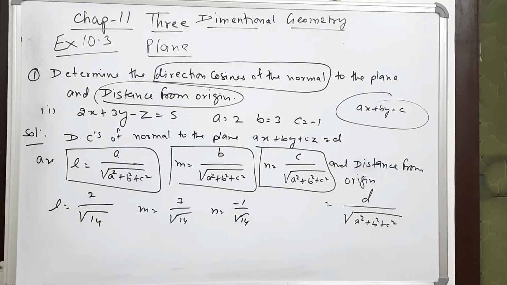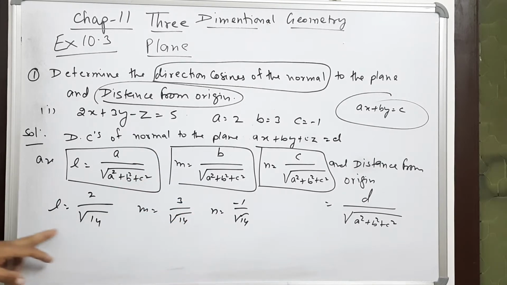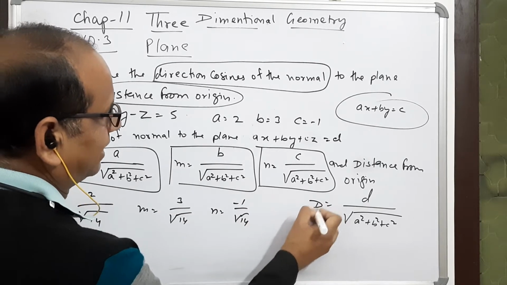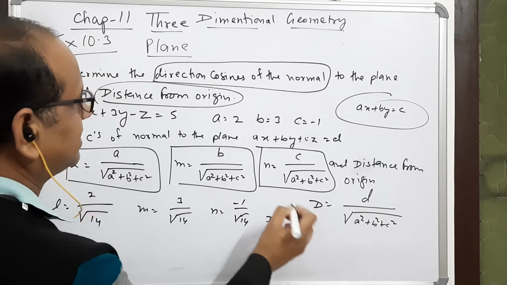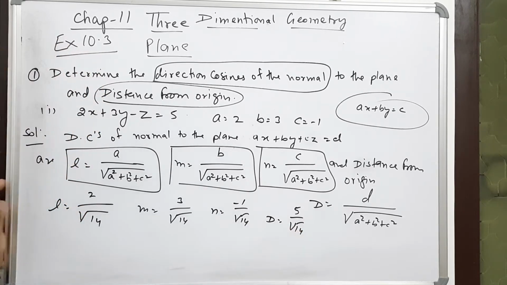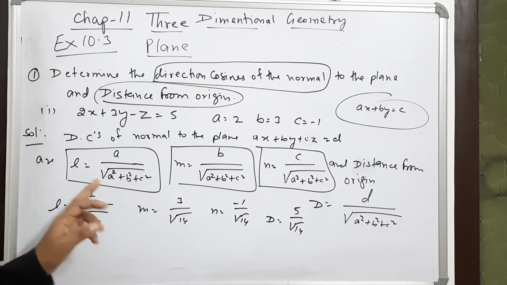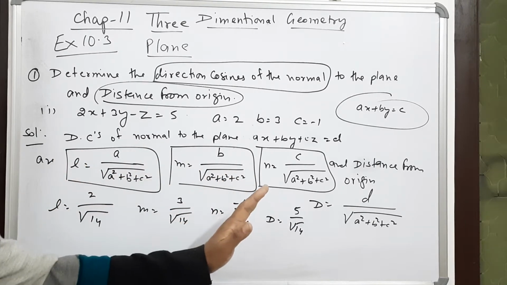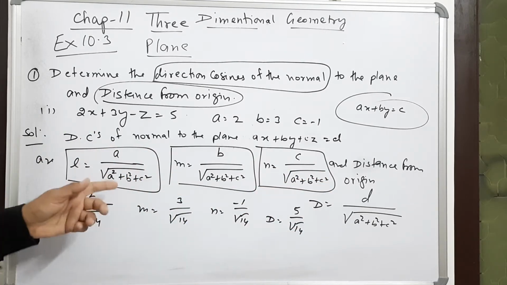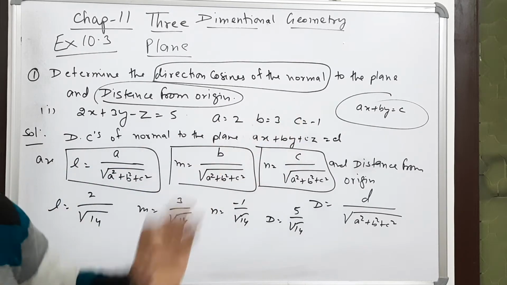So these are the direction cosines of the normal, l, m, n. And what will be the distance now? The distance d, and the value of d is 5 here. So 5 upon root 14. So in this way, if any plane is given, we can find the direction cosines of the normal and the distance from the origin. We can find the direction ratios also. The direction ratios of the normal are 2, 3 and minus 1.